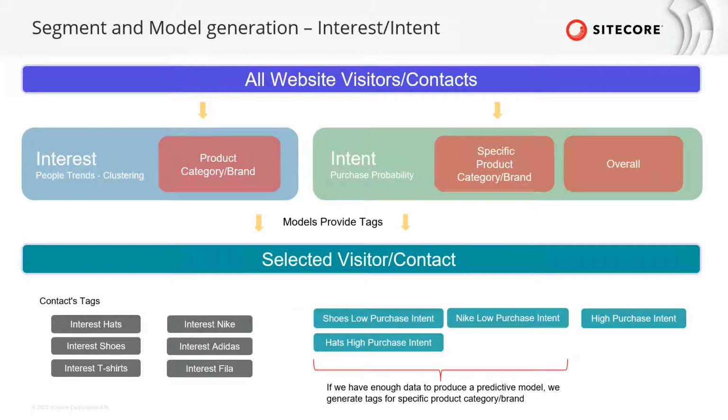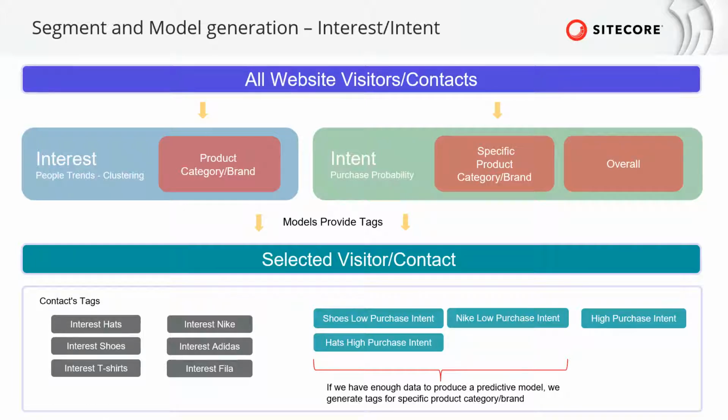For intent to purchase discovery, the system applies a regression model based on customers' data to generate purchase probability for brands and for categories. Then the tool assigns the generated tags to each site visitor. For example, to figure out that there are specific users who have a high probability to buy a specific product or a product category.